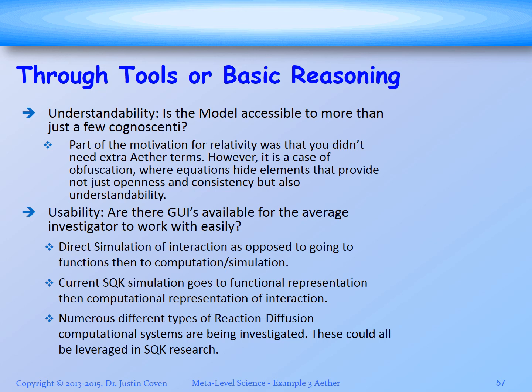Understandability, which is also a method within software engineering: is the model accessible to more than just a few cognoscenti? Part of the motivation for relativity was that you didn't need extra ether terms. However, it is a case of obfuscation where equations hide elements that provide not just openness and consistency, but also understandability.